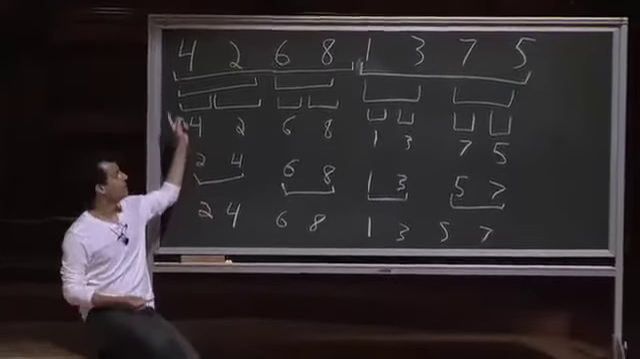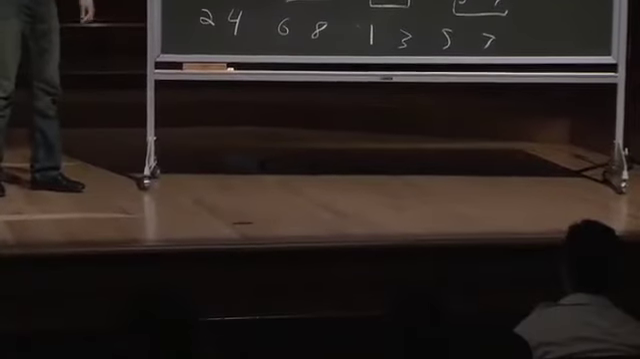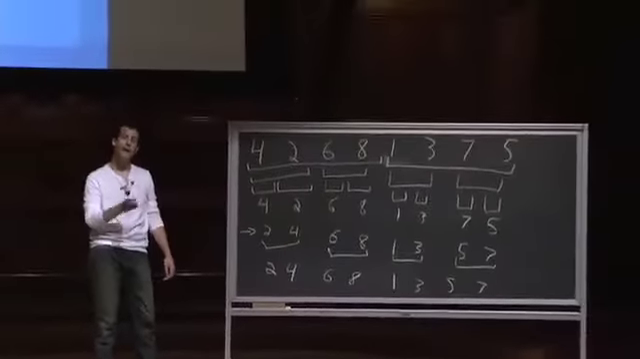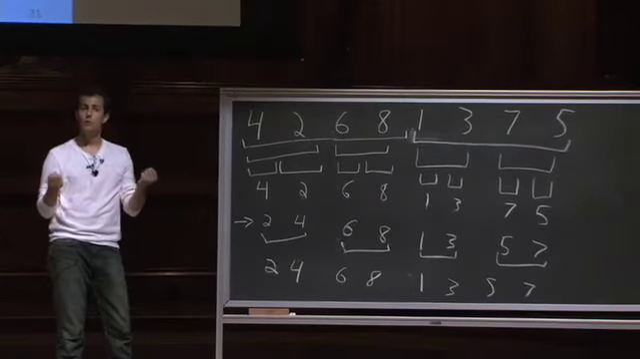But how many times can we take a list of size n, or a list of size 8, and divide it in half, in half, in half, and then bottom out with 1 element? So log base 2 of n.